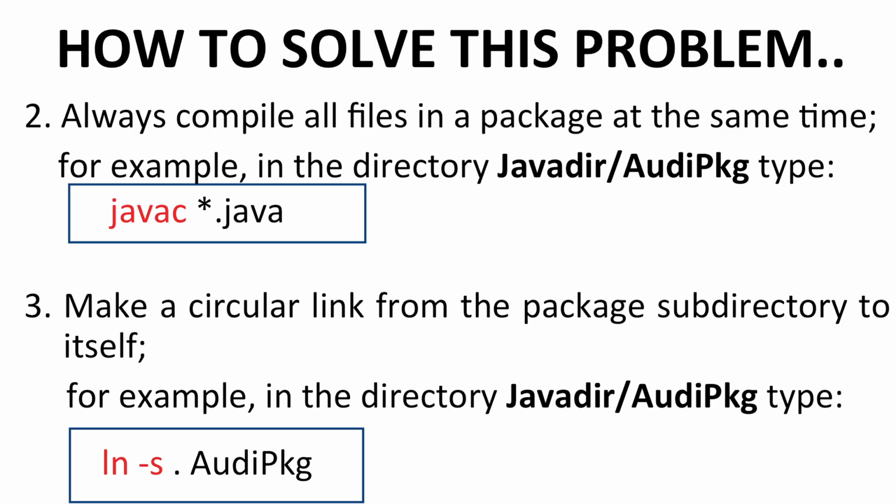Make a circular link from the package subdirectory to itself. So the last but not the least is the method where we have to make a circular link from the package subdirectory to itself. For example, in the directory javadir/audipackage, we have to write ln -s, and provide the link . audipackage. So this command will make a circular link from a package subdirectory to itself. This is the last method for resolving this problem.